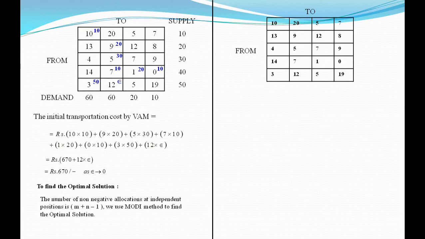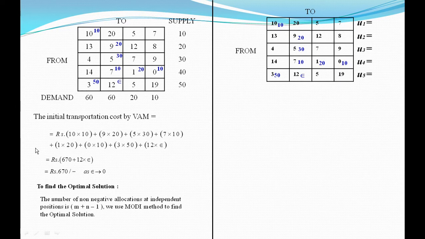In the MODI method, I'm writing only the costs, without writing the supply and demand. I write the cost in the top left corner of each cell, and then the allocations, along with the epsilon.